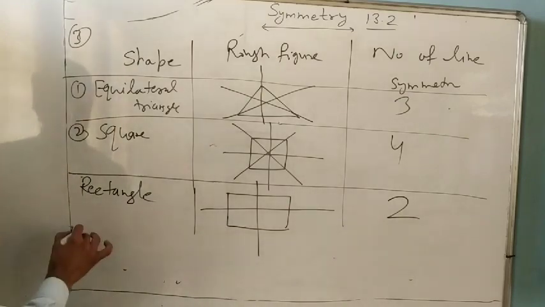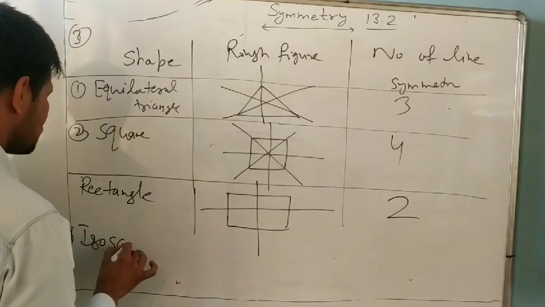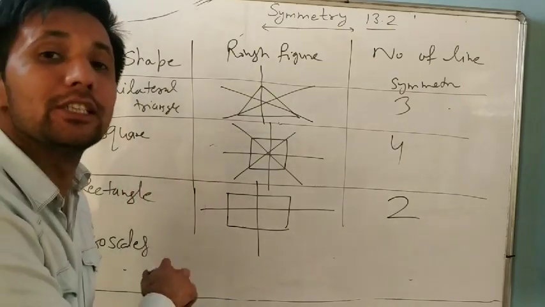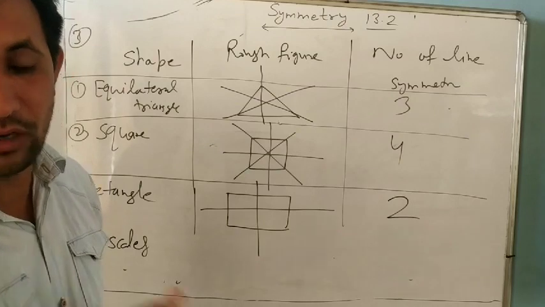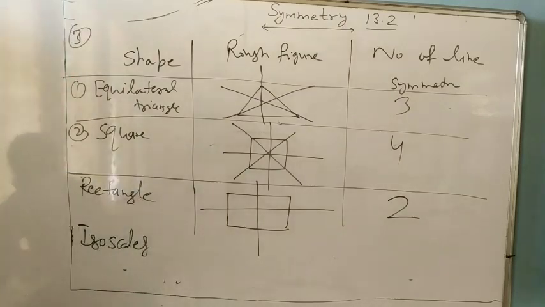Understand? Next is given isosceles. We already finished isosceles in the second question. Do it yourself. So in an isosceles triangle, how many? Only 1.